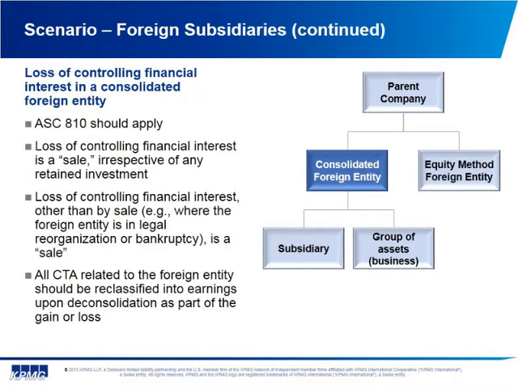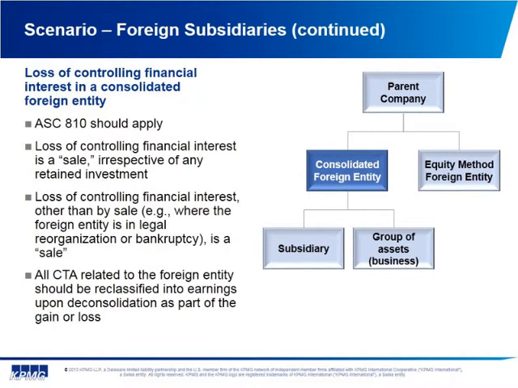This update also addresses the meaning of the word sale as contemplated in Topic 830. As noted in Topic 830, the sale of an investment in a foreign entity is an event that would trigger reclassification of CTA into earnings. Under Topic 810, a loss of control and financial interest is an event that would trigger reclassification of CTA into earnings. So the task force concluded that the loss of control and financial interest should be treated as a sale under Topic 830 and should be done so irrespective of any retained investment.